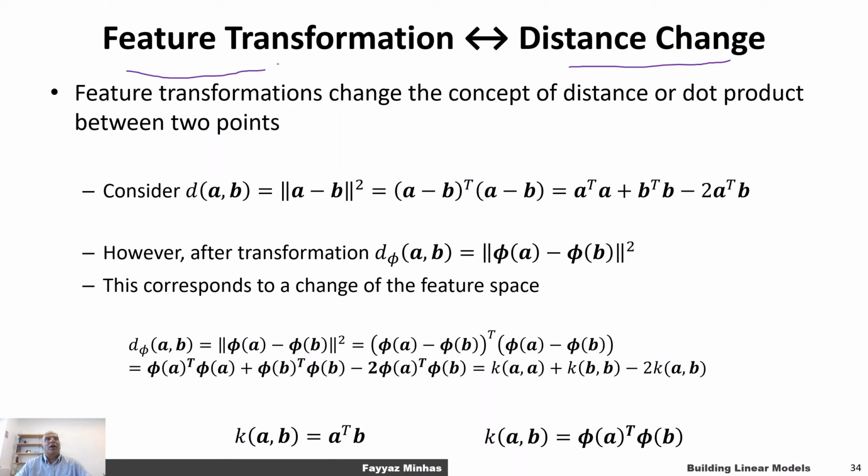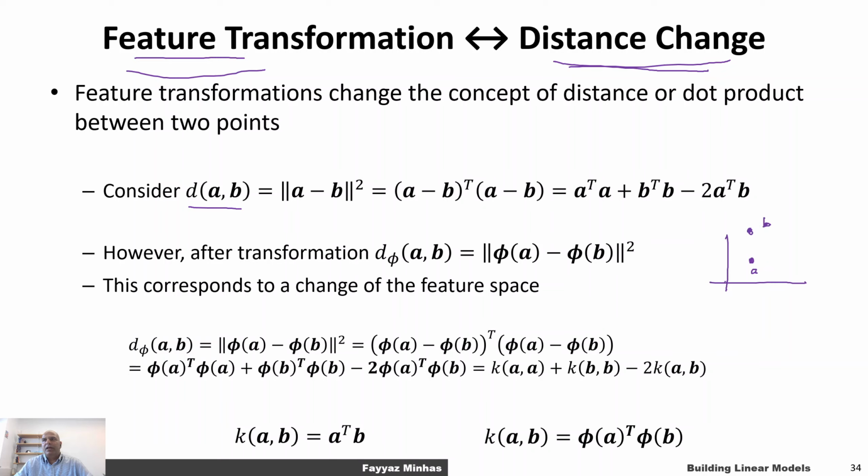Let's talk about how we can prove that feature transformation actually changes the concept of distance, and it's really simple to understand. Let's say we define the distance between 2 points as D(A,B). Then that distance can be expressed as the norm of the vector from B to A. So let's say we've got 2 points, A and B. Let's make this point A, and let's make this point B.